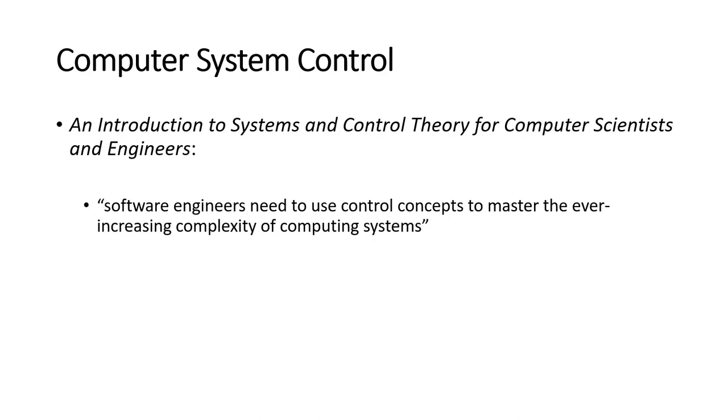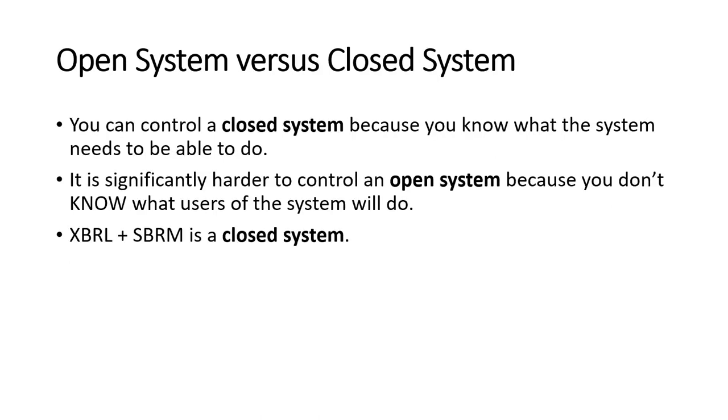Really straightforward. Also, software developers tend to not be engineers. They're people that know how to code. They don't think like an engineer, and they don't understand how to control computer systems. They don't even understand what needs to be controlled. So there's this paper, An Introduction to Systems and Control Theory for Computer Scientists and Engineers, that points this out. Software engineers need to use control concepts to master the ever-increasing complexity of computing systems. So creating a financial report is a complex computing system.